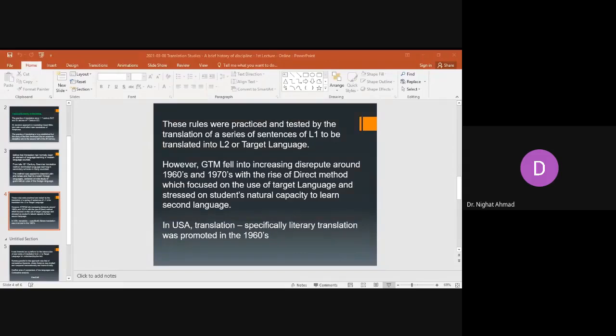Okay, so far, this is what the scenario was in terms of the grammar translation method in the UK. This was their trend, what they had planned to do. Now we have to see, across the Atlantic, what was happening in USA, what was the role of translation there, was it promoted or not? So let's see that. For this, you can refer to page 5 of your handout.